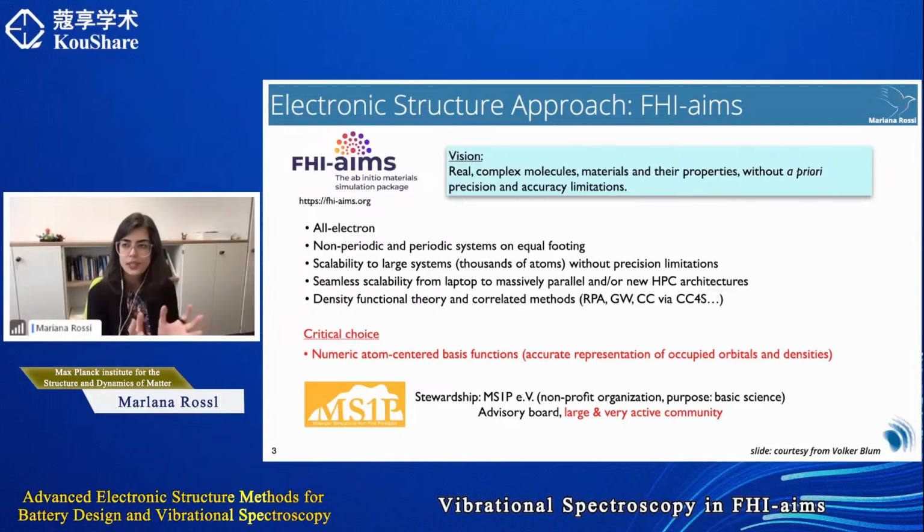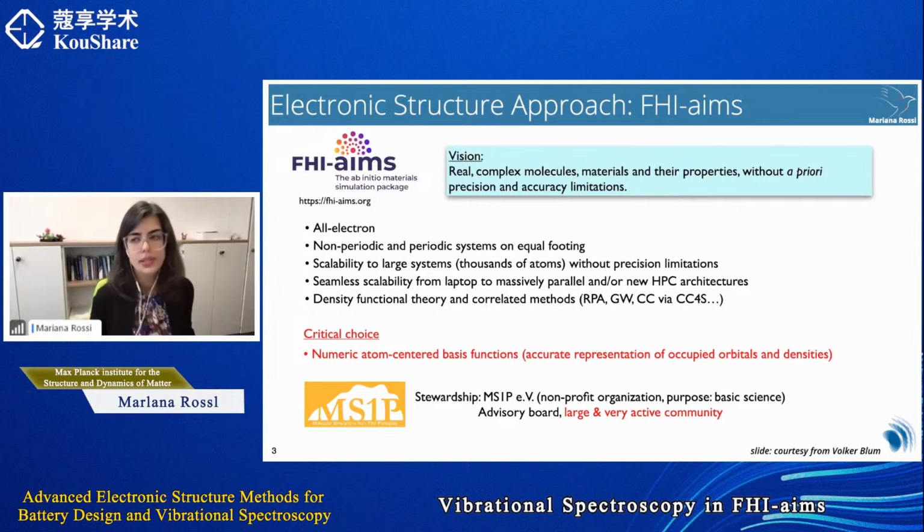So all of these bullet points that I have read through and mentioned are really possible because in the code there is this critical choice that was made: the basis sets are numeric atom-centered basis functions. And this is really critical to achieve this efficient all-electron implementation, to achieve scalability and many other properties that I'll go a little bit more into soon.